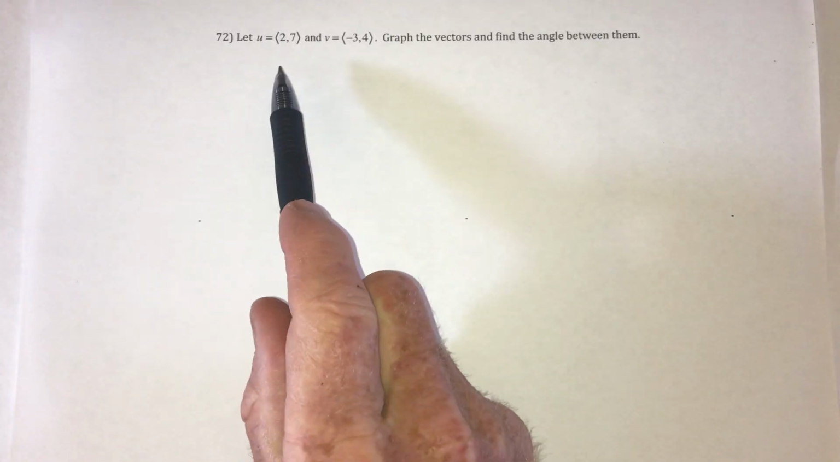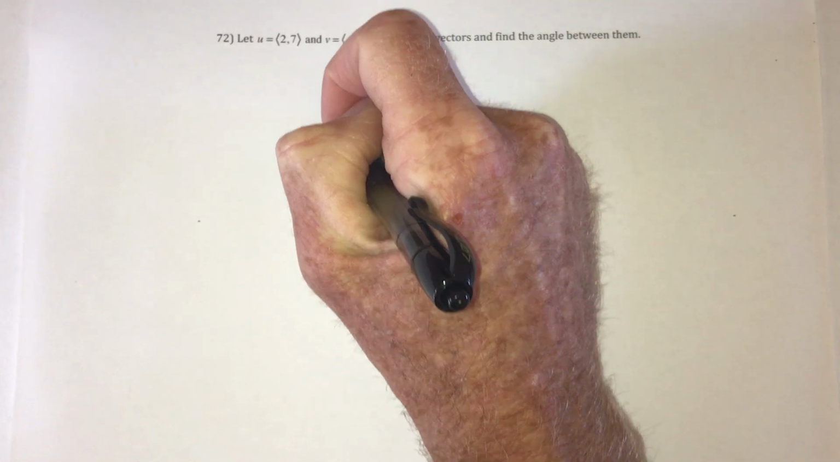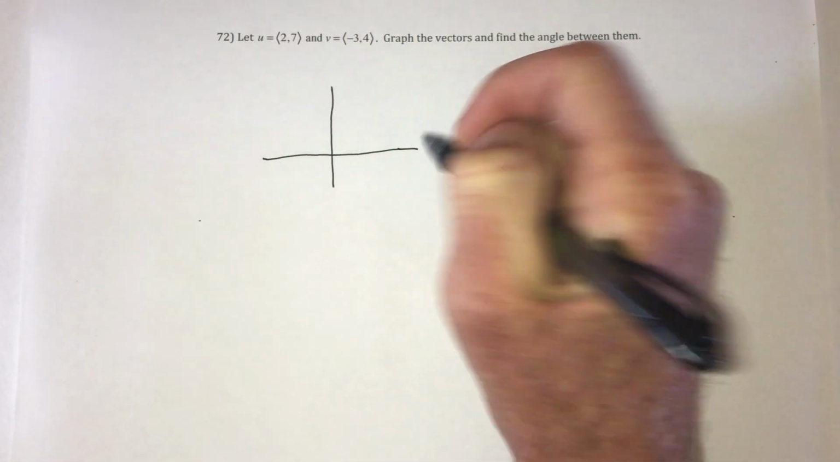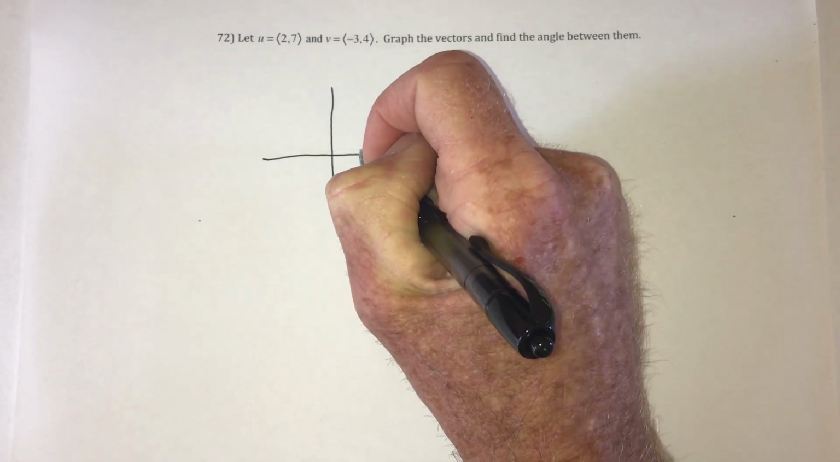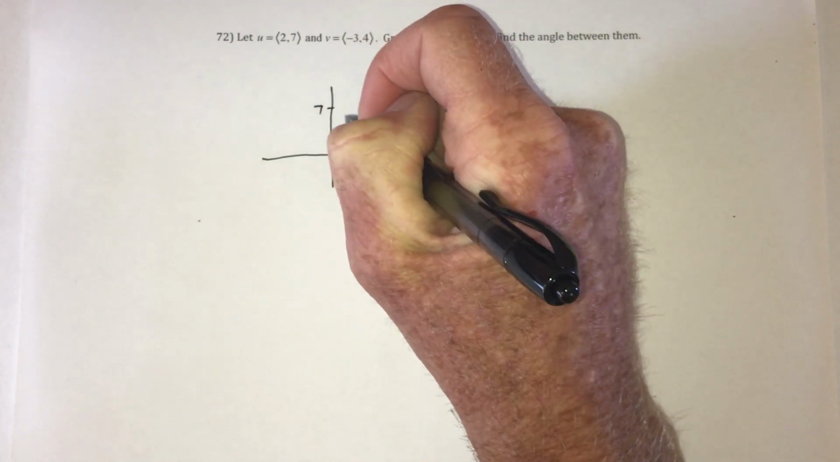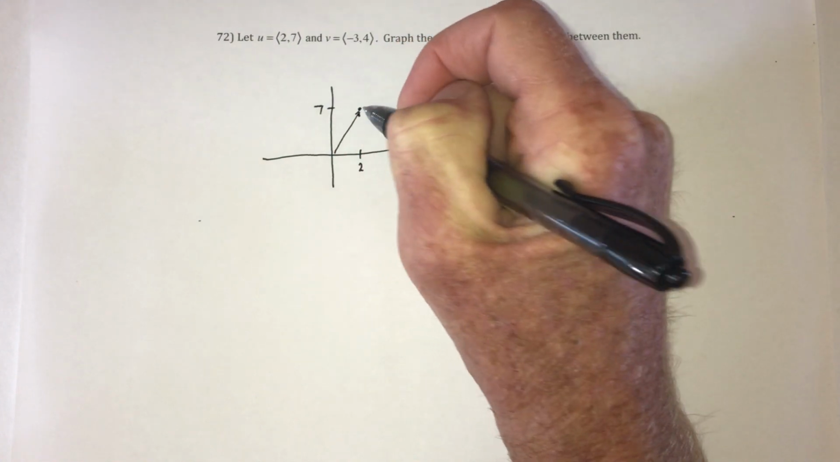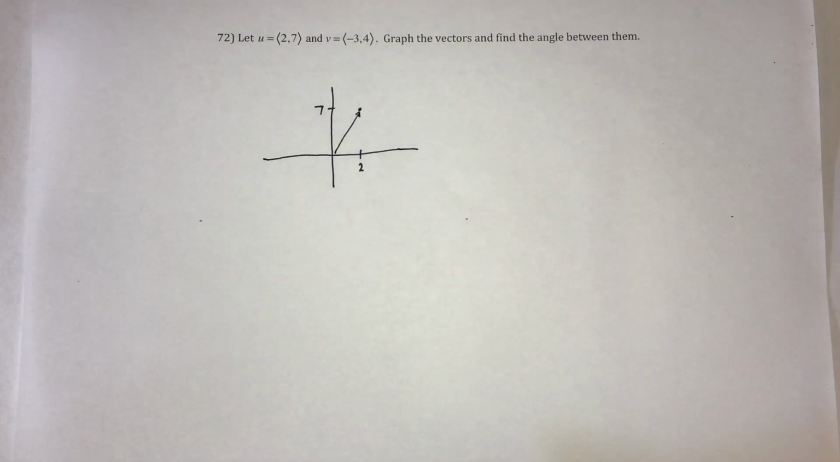So we've got these two vectors, u and v. First of all, the easy part, graph them. So this is going to be x is 2, y is 7, put a little dot, make an arrow. There we go, that's u.